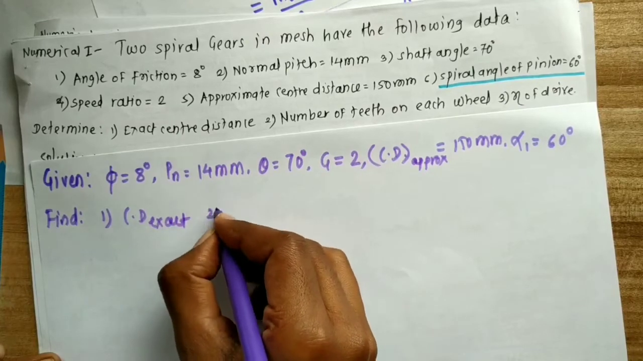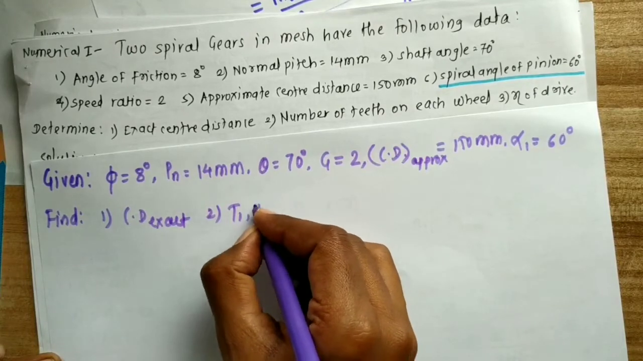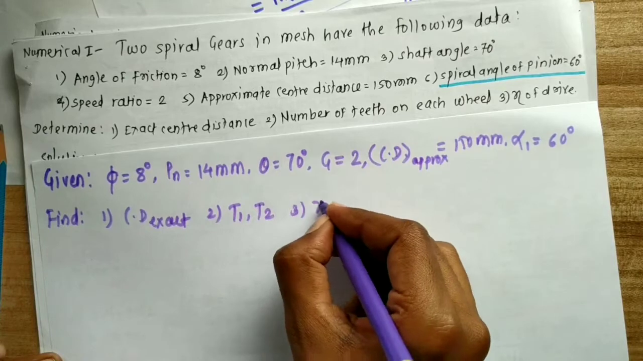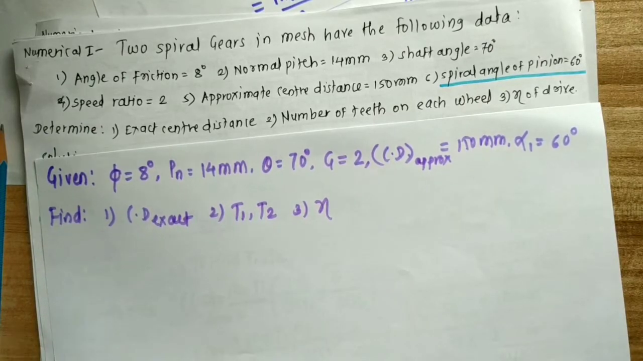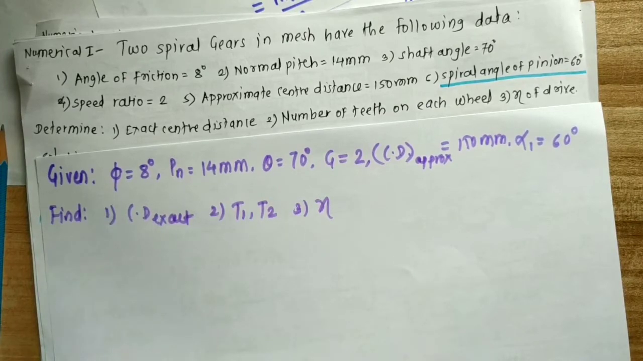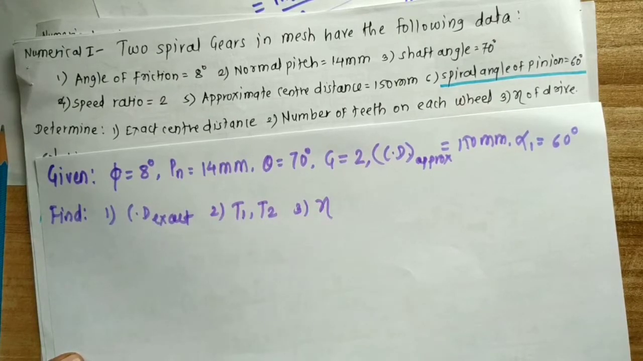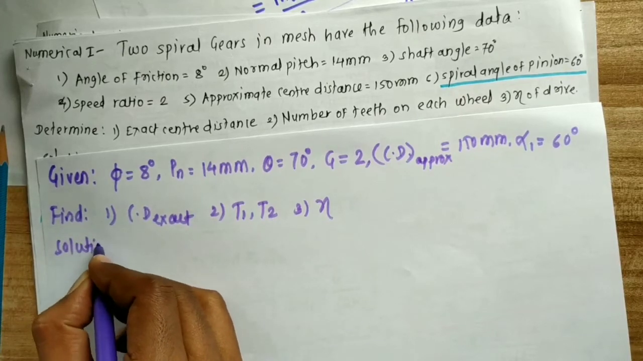Second, number of teeth on each wheel. So number of teeth on pinion T1, number of teeth on gear T2. Finally, efficiency of the drive. So efficiency of a spiral gear drive. These three things I have to find out. So remember, this is the first numerical and the data is in front of you now. Most of the time the process remains the same. So first I will check how to find out these things, CD exact, T1, T2 and efficiency. We know that, so I am writing here the solution of this numerical.